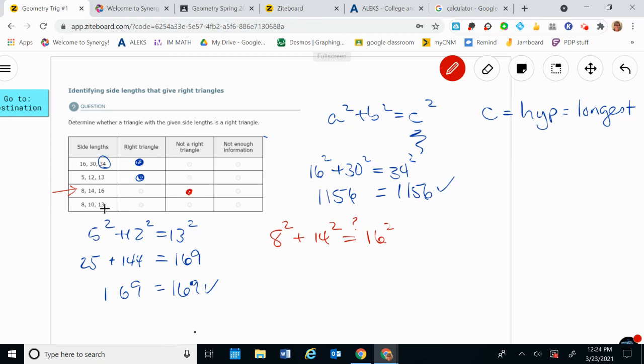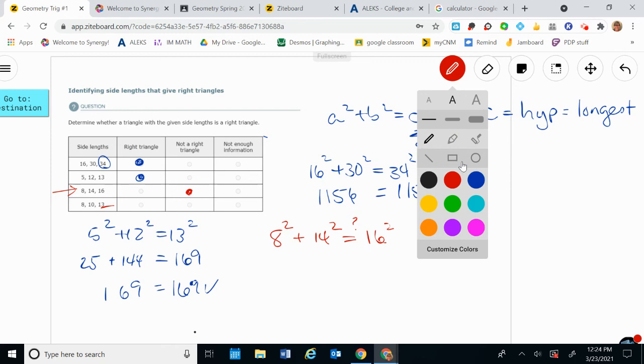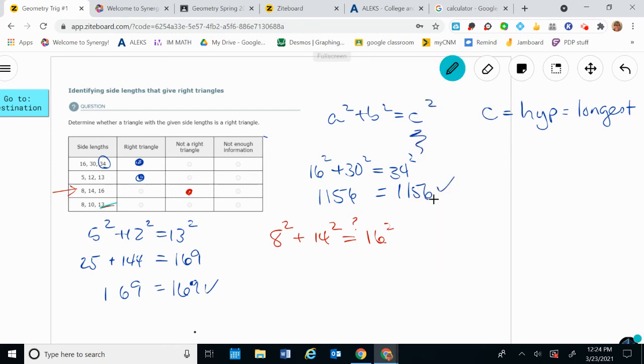Okay, longest side here is 13. Let's do blue. 8 squared plus 10 squared equals 13 squared. Okay, that's 169. That's 100. That's 64. 164 is not equal to 169. Sorry. So that is not a right triangle. See how you do that? I only did one of these because there's 4 problems in one. Just got to get really good with your calculator.